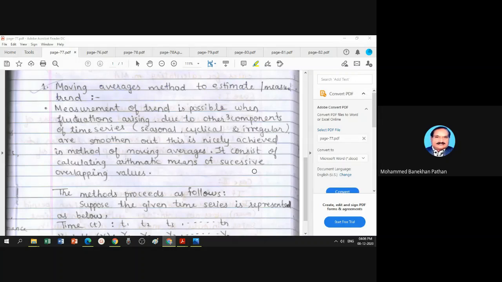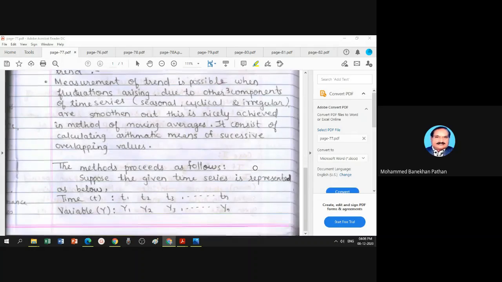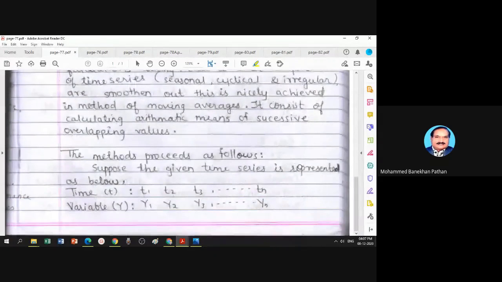It consists of calculating arithmetic mean of successive overlapping values. That means in case of moving average, the word itself gives a meaning of method. You are calculating average, but that average is not for entire data, it is a part of the data. And then we move ahead till the end of the data. That's why it is called as a moving average method. You can understand this clearly by following steps.